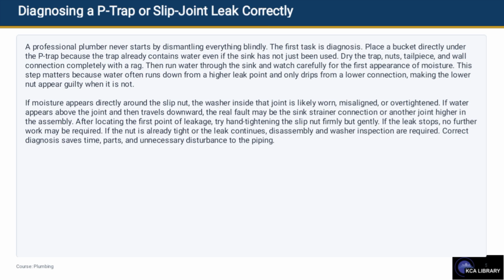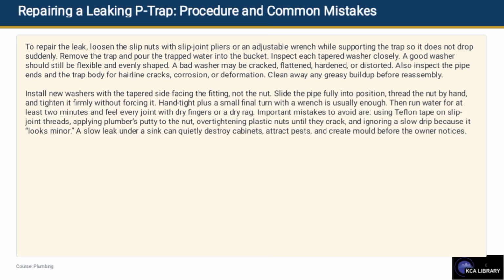After locating the first point of leakage, try hand tightening the slip knot firmly but gently. If the leak stops, no further work may be required. If the knot is already tight or the leak continues, disassembly and washer inspection are required. Correct diagnosis saves time, parts, and unnecessary disturbance to the piping.